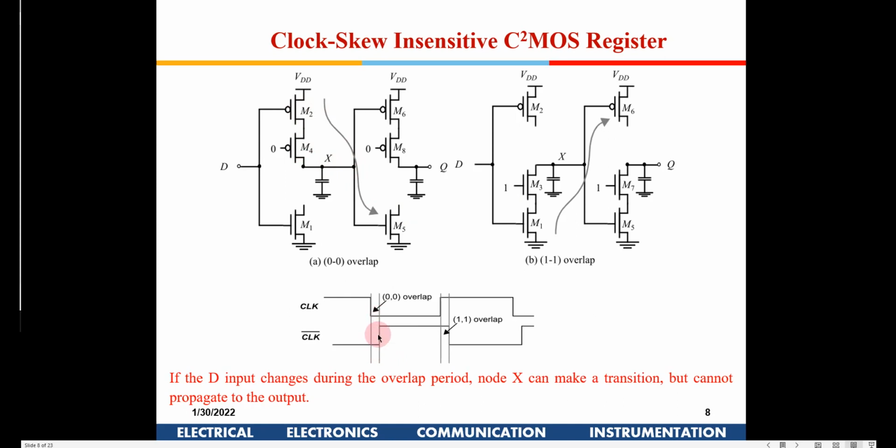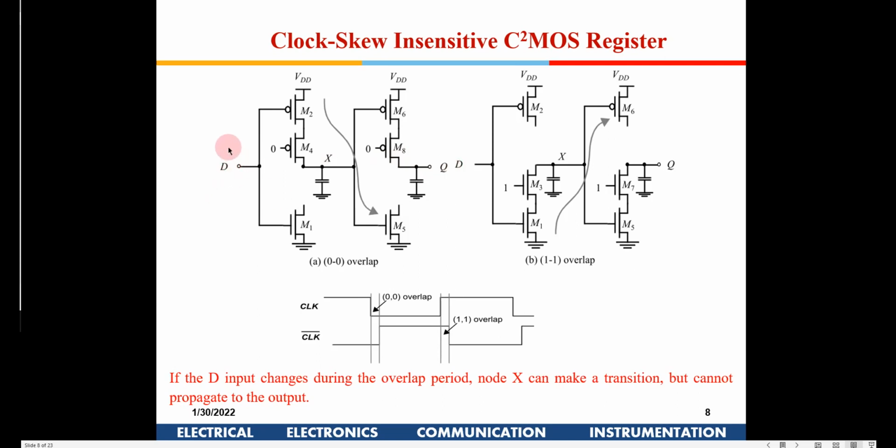Now here, because they are not synced, you have the clock also 0 here, and the clock bar also 0. Both are zeros here. Since both are zeros, it will result in a situation where both these PMOS are on. We said D should not be transparent to Q. That was the drawback in the previous case. If both are on, then D becomes transparent to Q. Whatever is available in D should not go to Q.